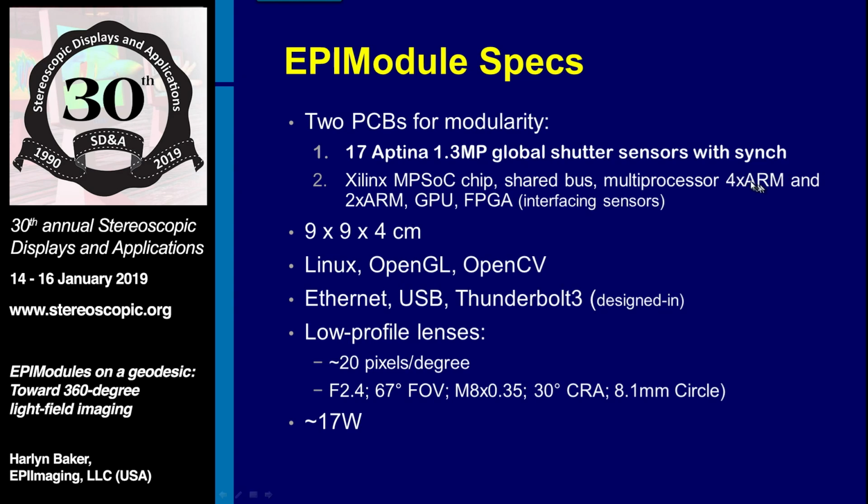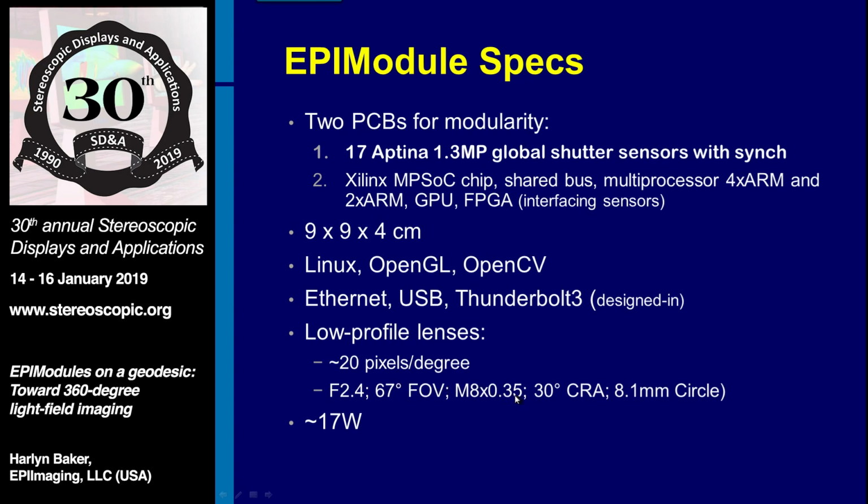The multiprocessor is a quad-core ARM, a dual-core ARM, a GPU, not a particularly powerful one, but it's OpenGL compliant, and an FPGA for doing all the interfacing, and down the road, for doing more of the computing. We haven't done much on the FPGA at the moment. That's the size of it. We're running it with the module having Linux on it. It connects with Ethernet, USB, Thunderbolt 3, and the lenses are nice and small.